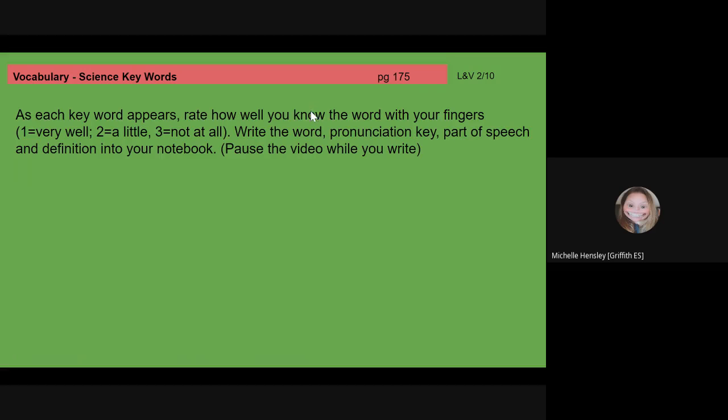And then you can compare that to how well you know it at the end of the week, at the end of the unit. And hopefully by the end of the unit, end of the week, you're saying, 1, I know that word very well. I can define it, because that's our end goal, okay?